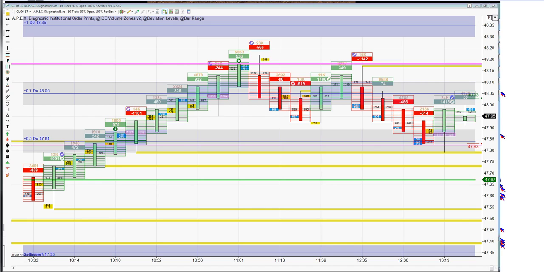You look at that cluster bar. We didn't have a lot happen in that bar. We had a lot of volume, but we didn't have a lot of commitment. It didn't end up with absorption. It didn't end up with acceleration. It didn't end up with leading volume, which is the blue. And it didn't end up with any trapped orders.